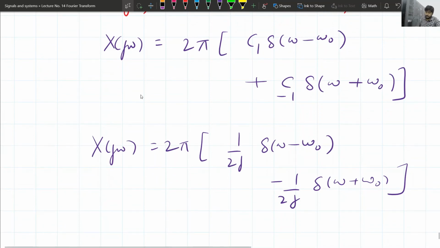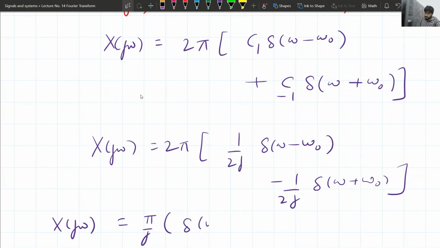So finally we can write the Fourier transform X j omega for a sinusoid as pi by j times del omega minus omega naught minus del omega plus omega naught. This is the Fourier transform for a sinusoidal signal.